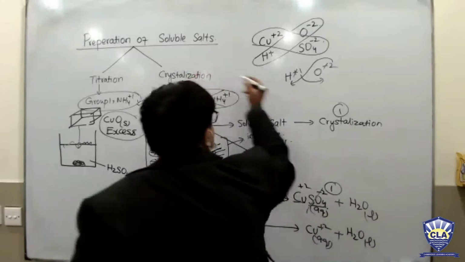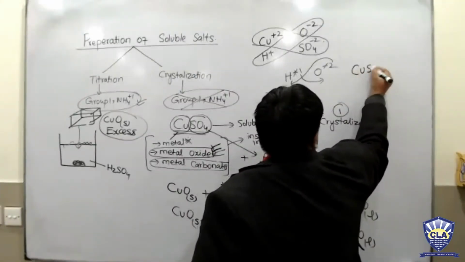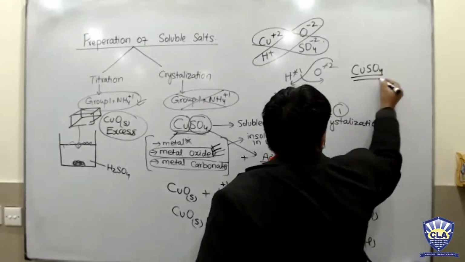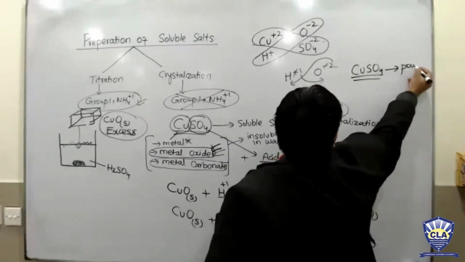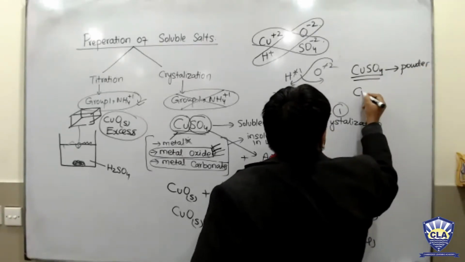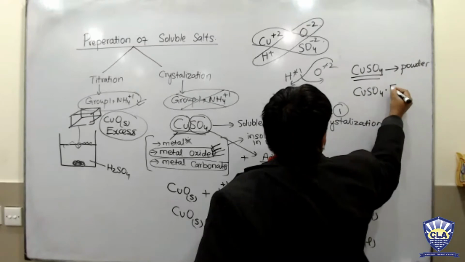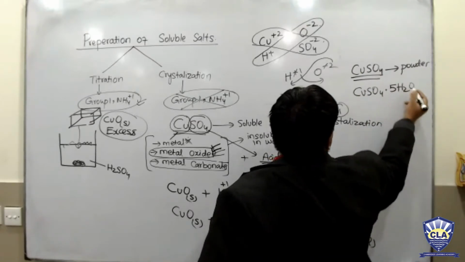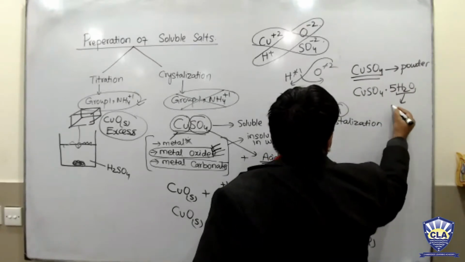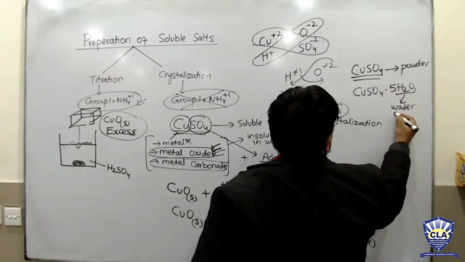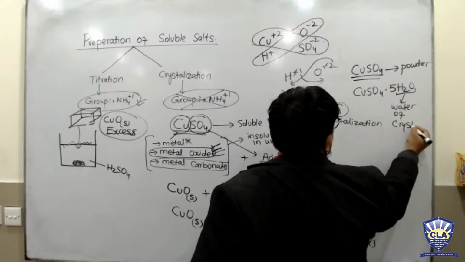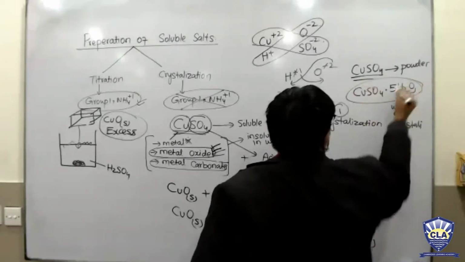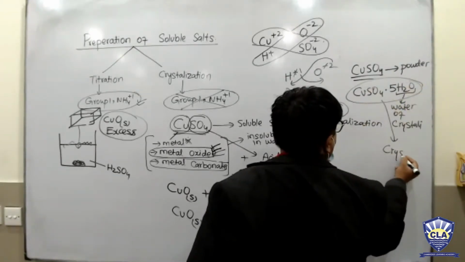Okay, so have a look up here. Copper sulfate. If alone copper sulfate is present, it is in powder form. But if copper sulfate is joined with water molecules like that, so these water, they are called as the water of crystallization. So this thing will form the crystal.